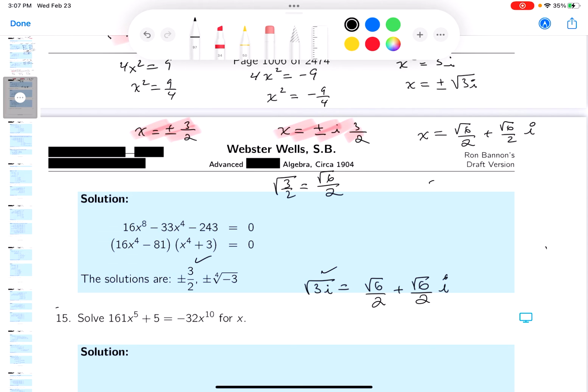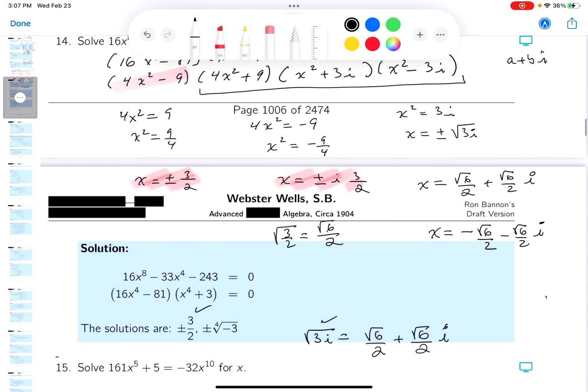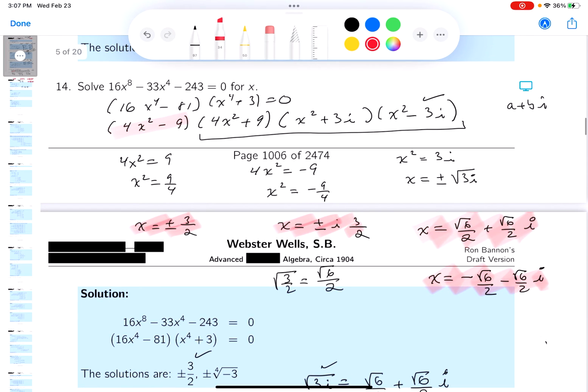What's the other one going to be? X is going to be the opposite of that: root 6 over 2 minus root 6 over 2 i. I got that done. Now, someone says, this is a lot of work. It is. But now we actually have 6 separate roots. When you study math further, you're going to find out that for real coefficient polynomials, all their complex solutions occur in conjugate pairs.